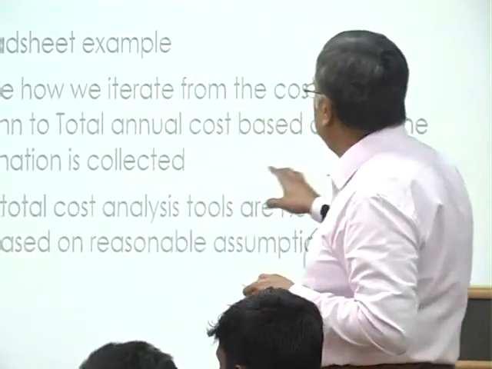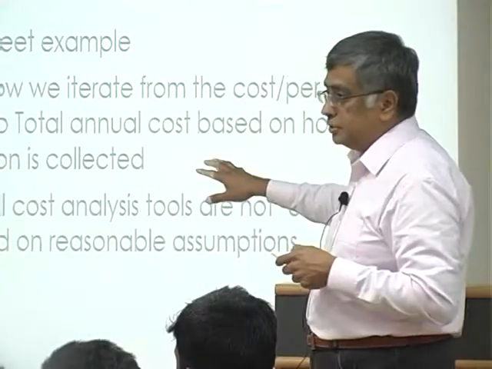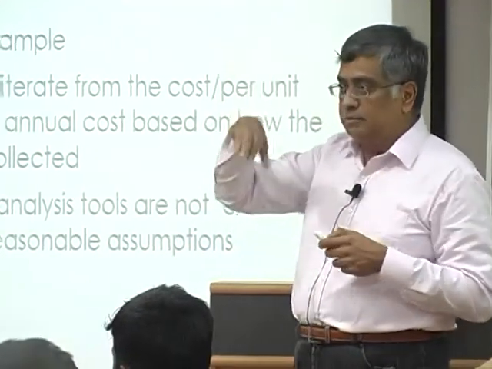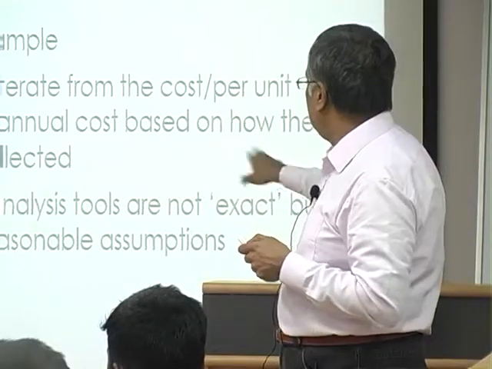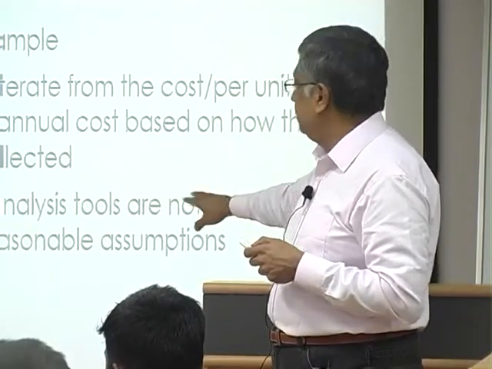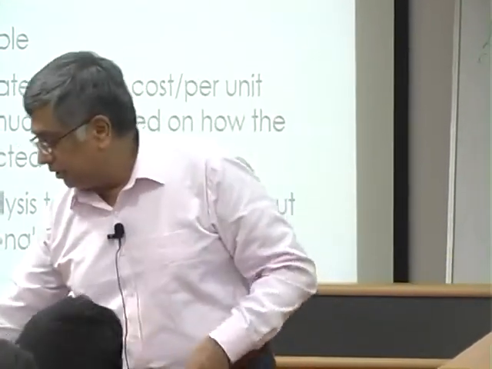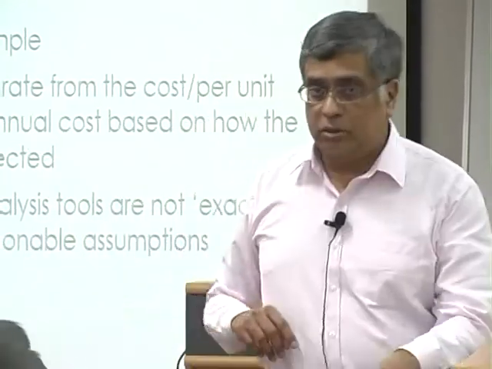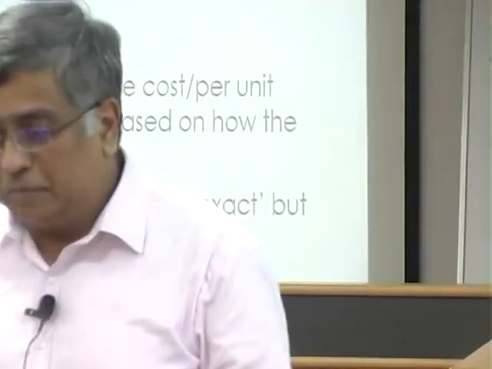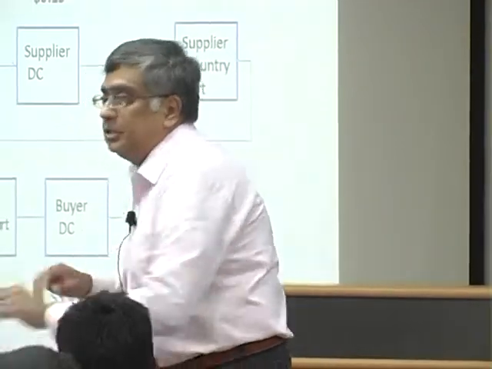And when we build the total cost, we iterate between two columns, either the cost per unit column or the total cost column. Remember that most total cost analyses are not exact, but are based on reasonable assumptions. The domestic option is really simple.